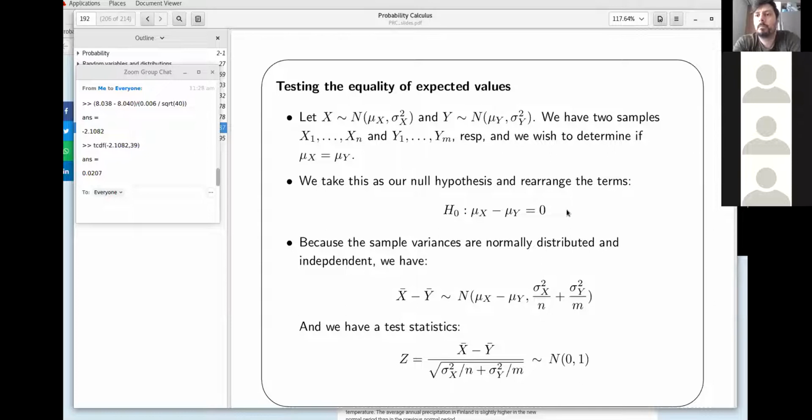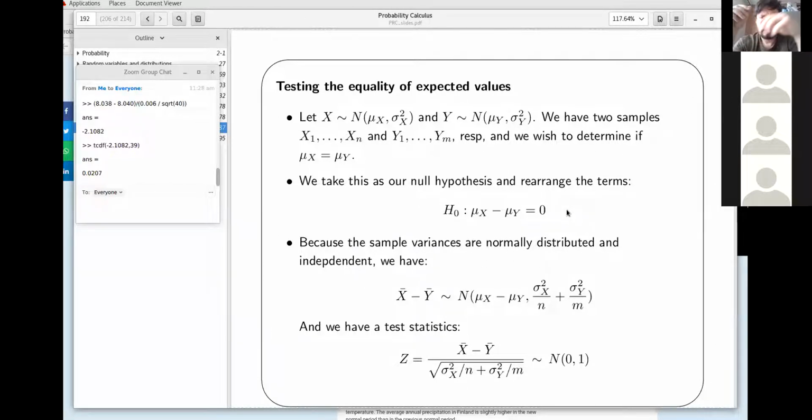The last part of today's lecture, testing the equality of expected values. I mean, think about it this way. We have two variables, let's say two samples from two different populations, and we wish to determine whether they are the same in terms of their expected values. If we take the null hypothesis and rearrange the terms a little bit. So if the null hypothesis is that the expected values are the same, then we can also say that the difference of the expected values is 0.